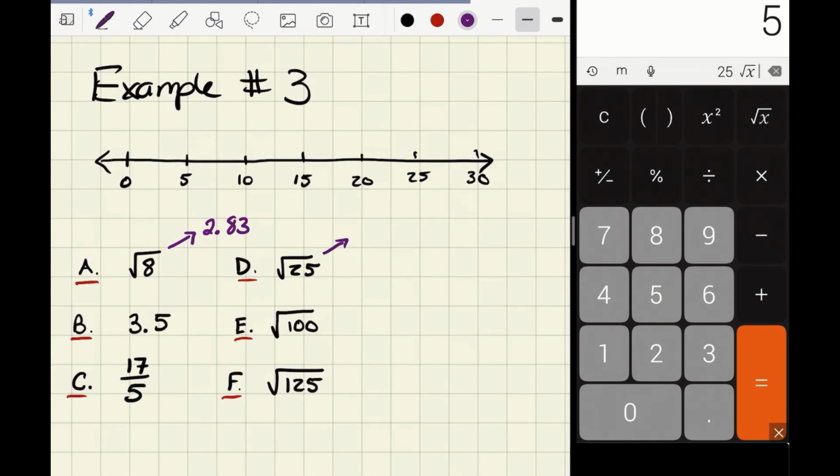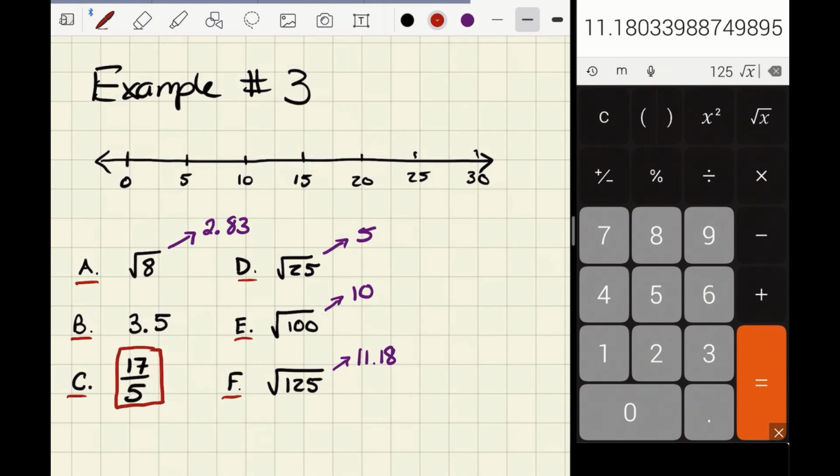Now we plug in the next one, which is D, 25, square root. That's going to be 5. That's one of our whole number answers. The next one we plug in is 100, square root. It's going to be 10. And then we do 125 square root. And that's going to be 11.18.